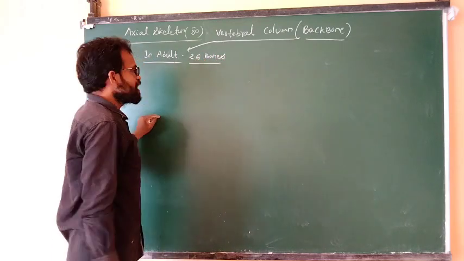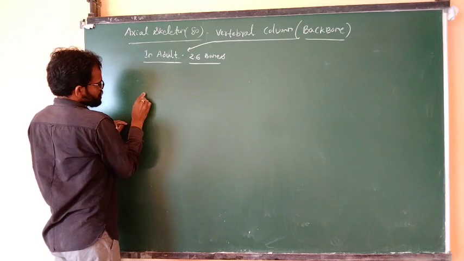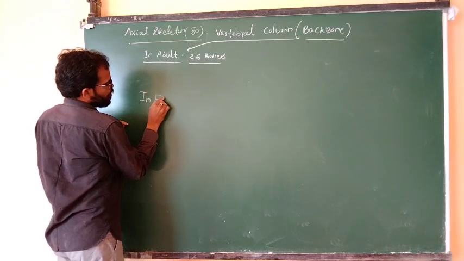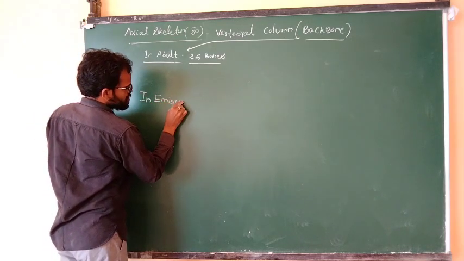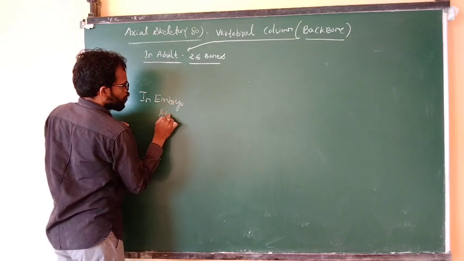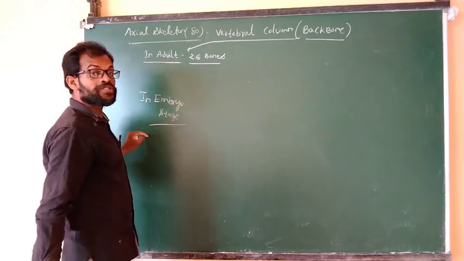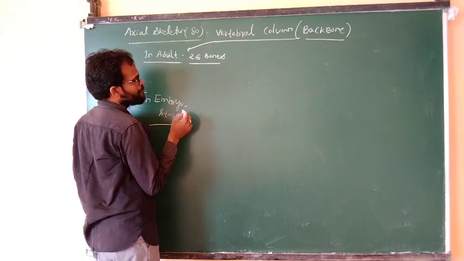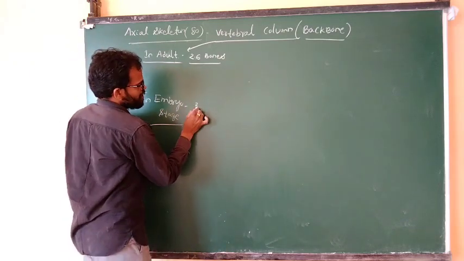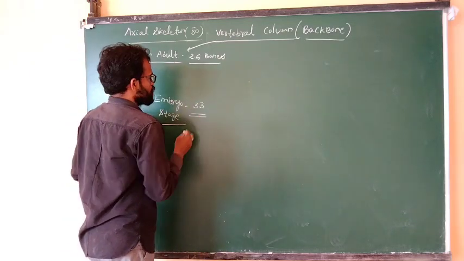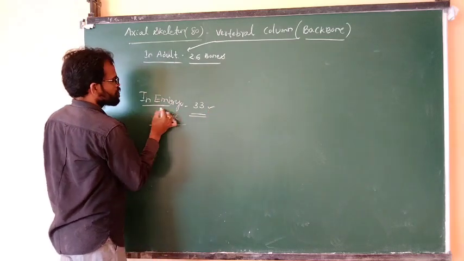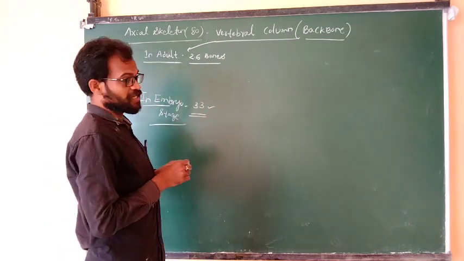26 bones. In the embryo stage, how many bones are present? It is 26 here, 33 bones. How many bones? 33 bones. Vertebral column is considered at the embryo stage, 33 bones.